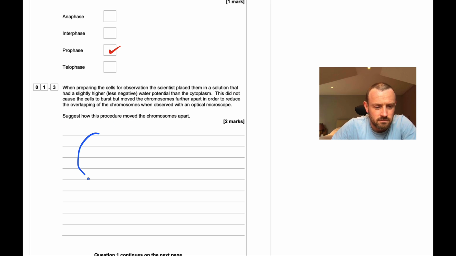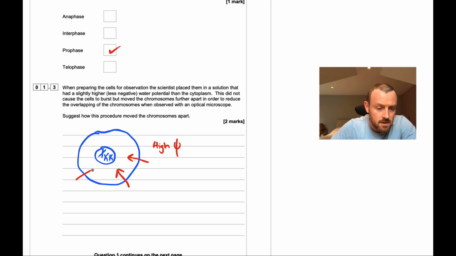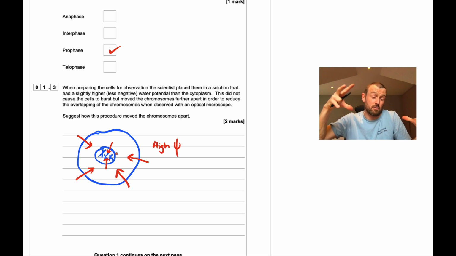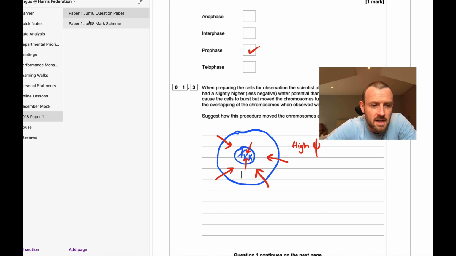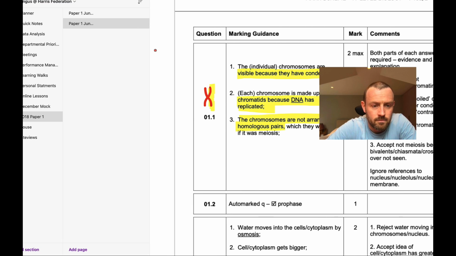So we've got a cell here, we've got a nucleus with the chromosomes. I'll just draw a few like this, okay? So the scientists put it in a solution which has a high water potential. So water moves from a high water potential to a lower water potential via osmosis, but the cell didn't burst. It probably just swelled up in size, and water would enter the nucleus as well. So the cell just swells up in size, which means the chromosomes inside the cell just kind of get pushed further apart. They spread out more. So let's check the mark scheme and see if that is what we need to say.